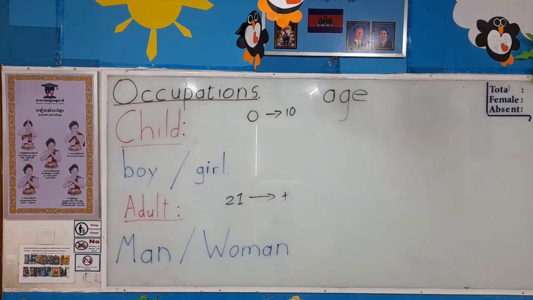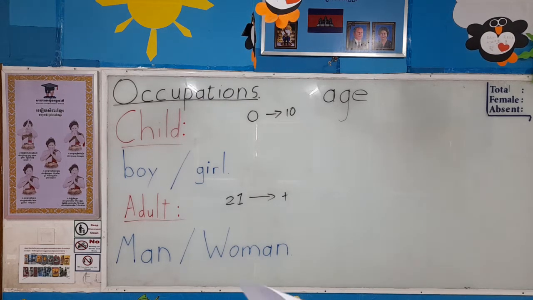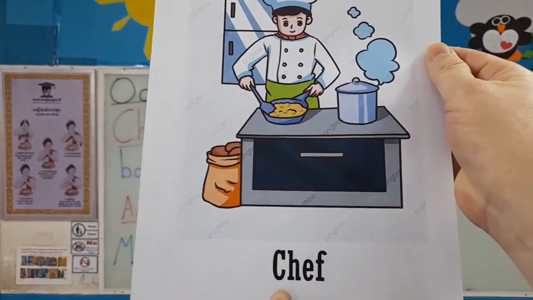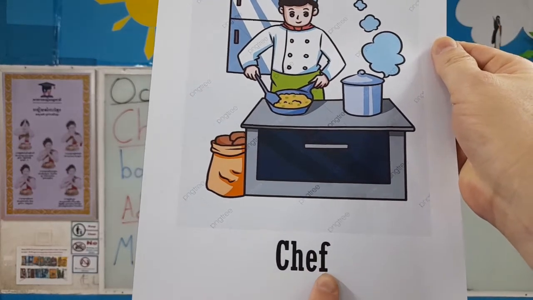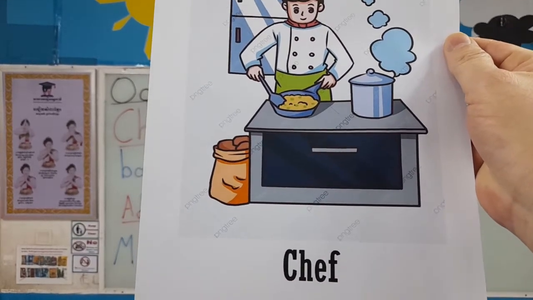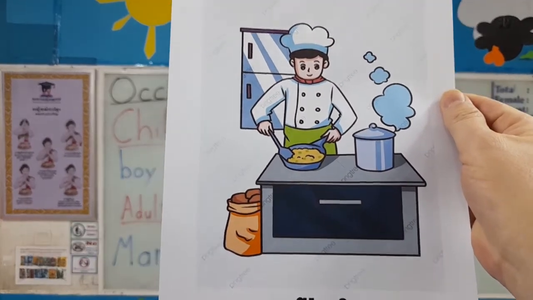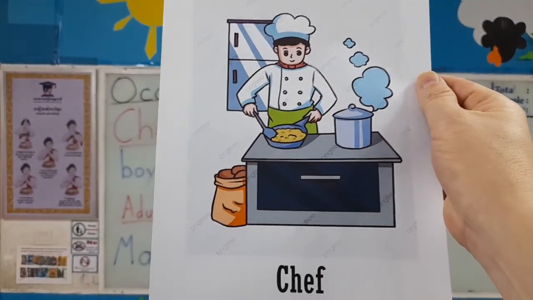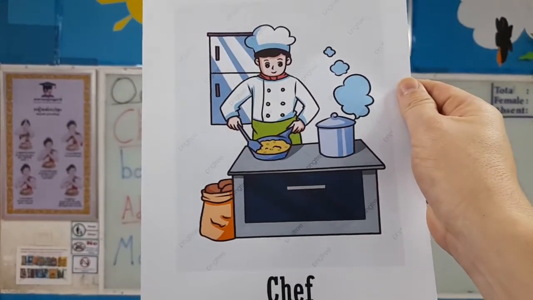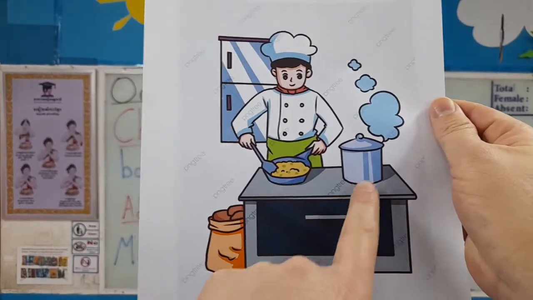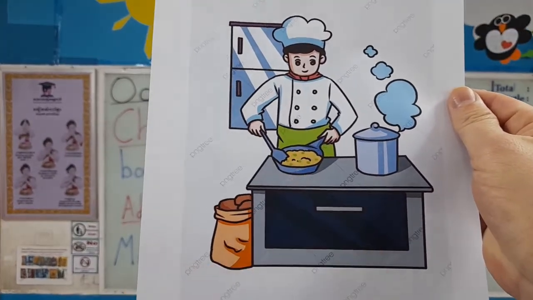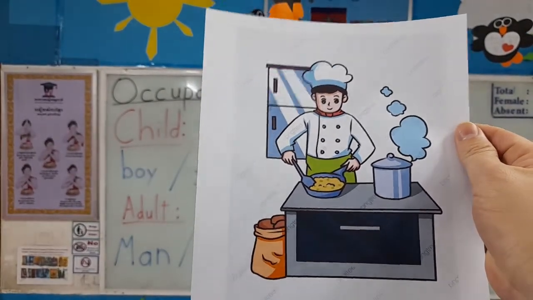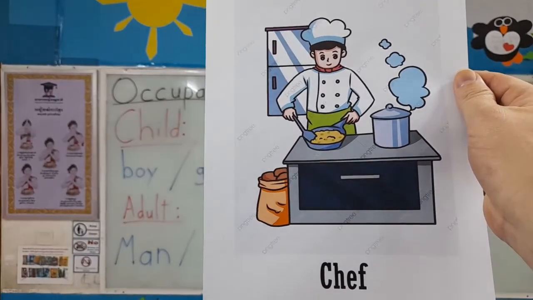Alright, so the first occupation we have is, do you know this guy? It's a ch sound and an f, chef. Chef. Do you see his funny little hat? It's to keep the hair from falling in the food. A chef is almost like a baker. Sometimes they use an oven, but most times they use pots and frying pans to cook their food. If you work in a restaurant and you're making food like this, then you are a chef.